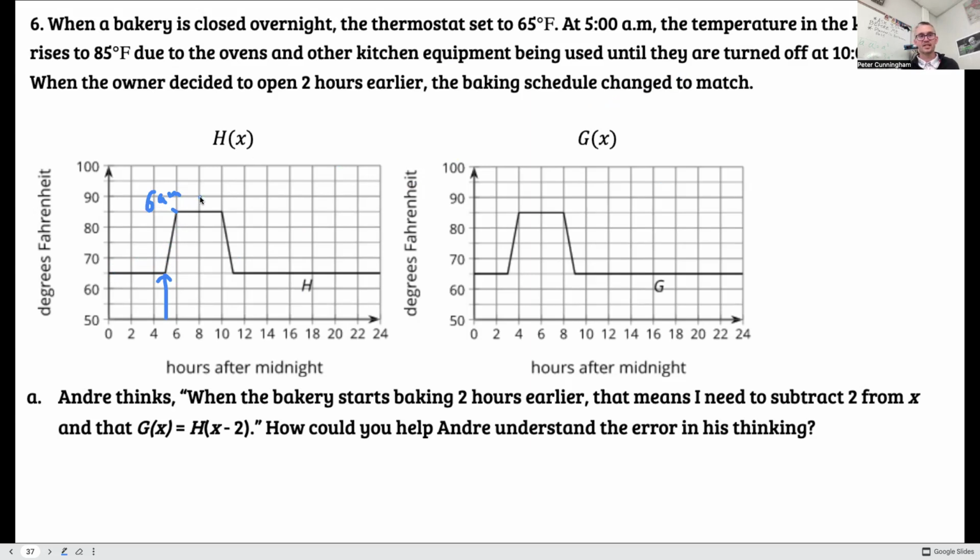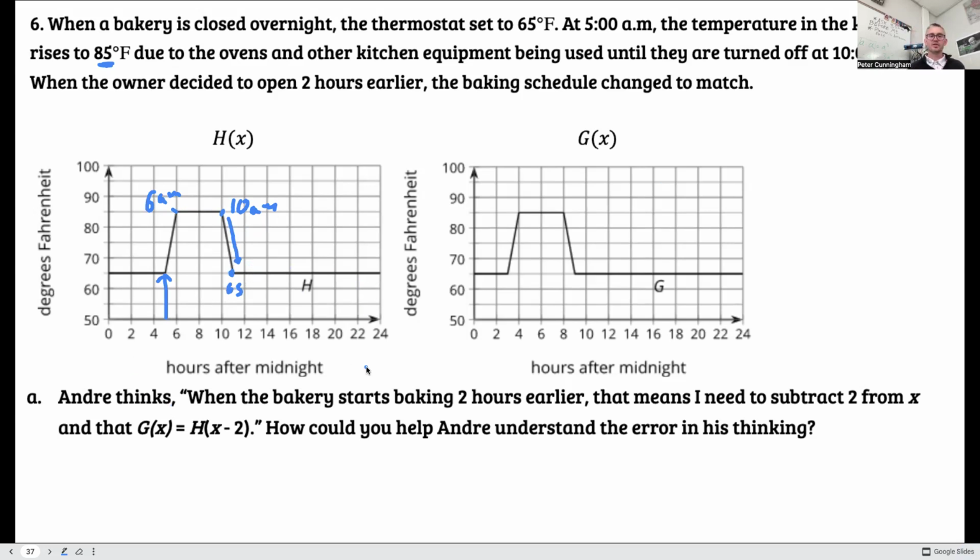Once it reaches 85 degrees, after everything's being cooked, that's when the bakery can start turning the things off and the heat stays on. Then at 10 a.m., after all the cooking's done and they're just selling stuff, the temperature goes back down to 65, where it remains until the next day when they're baking again.